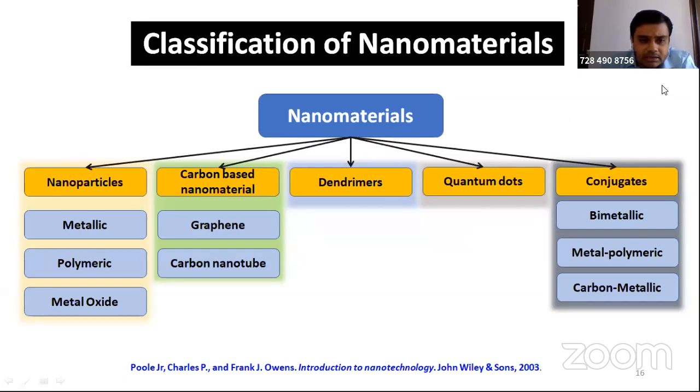So the nanomaterials could be in the form of particles, carbon-based nanomaterials, dendrites, quantum dots, or conjugates. Conjugate means there are two nanomaterials coming together. It could be two particles also. It could be a polymeric system or a carbon-based material. Graphene is very common, as is carbon nanotube. And a nanoparticle could be a metallic nanoparticle, a polymeric nanoparticle, or a metal oxide nanoparticle. So these are the general classification of the various nanomaterials.